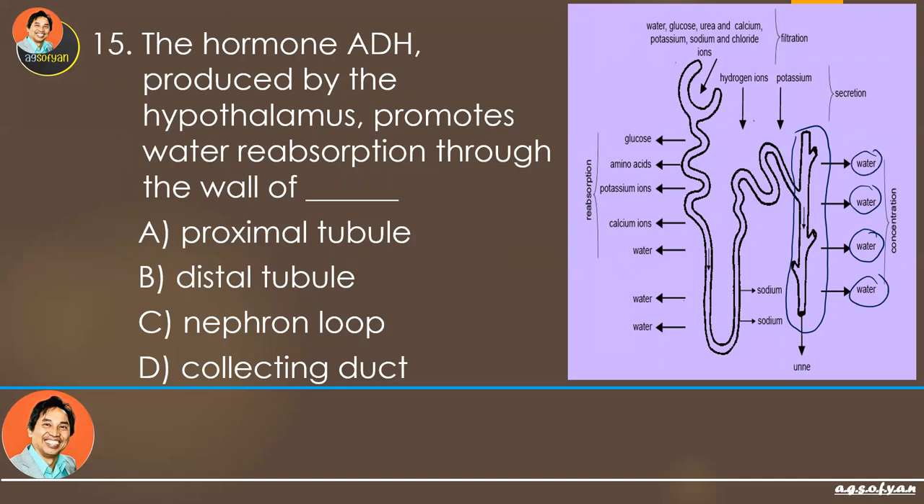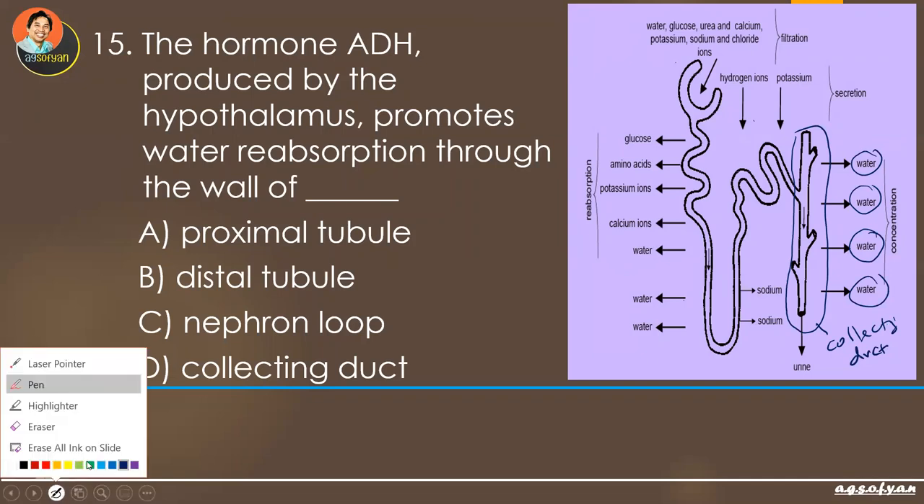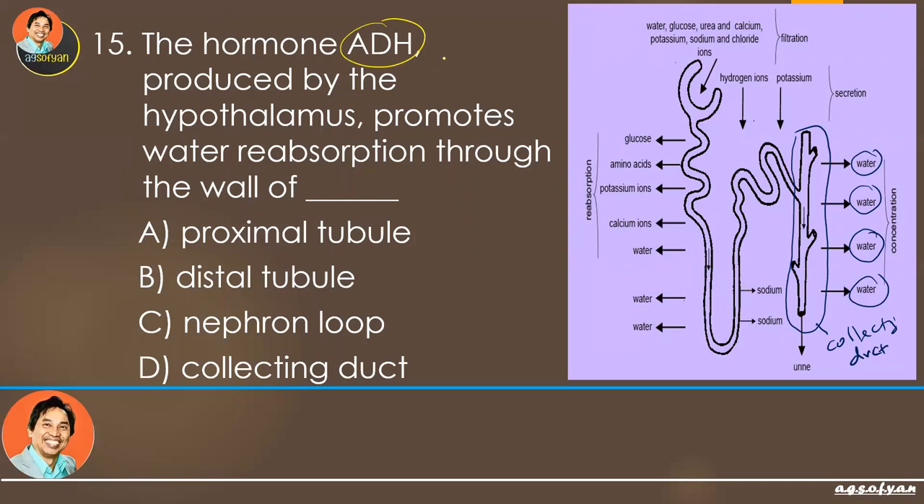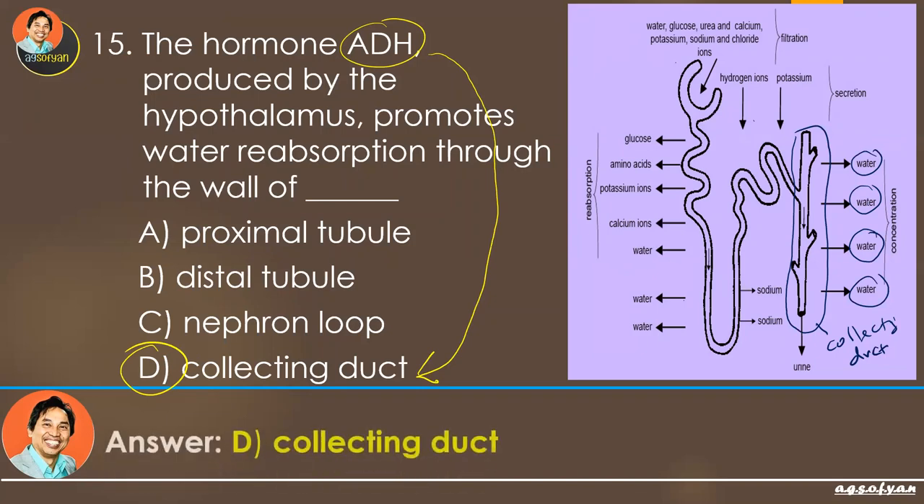So a lot of water will be reabsorbed back into our blood. So therefore, we become hydrated. Okay, we have water in our blood. If it is not reabsorbed, then what happens with our body? We become dehydrated. Okay, so just for information, water reabsorption in this collecting duct is stimulated by the hormone called ADH. So this hormone ADH will stimulate water reabsorption from the collecting duct.